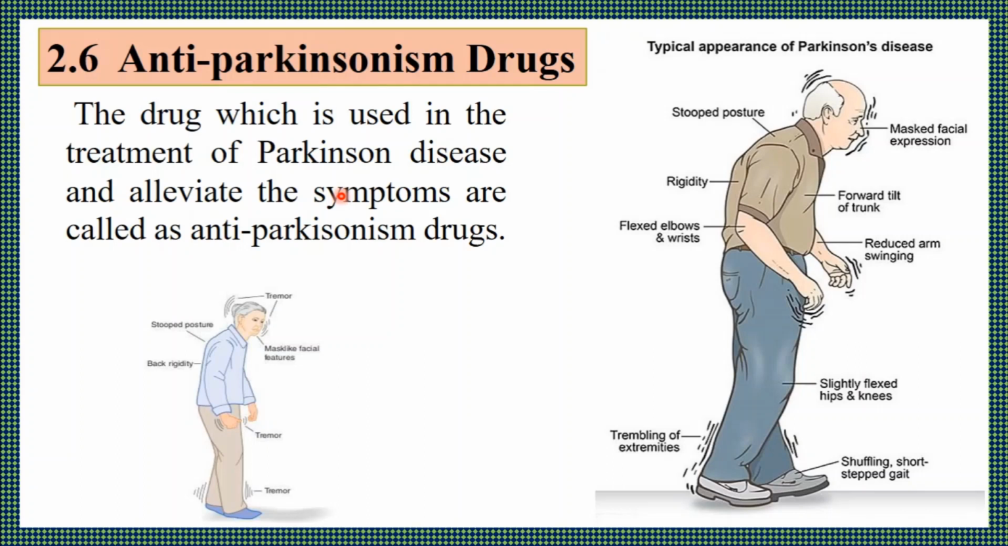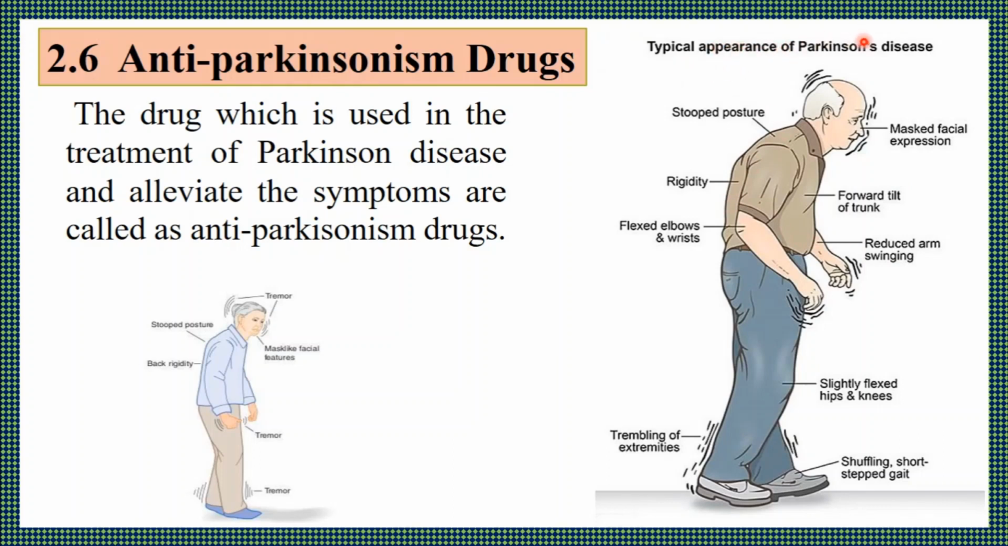It mainly causes rigidity in the body. These are the typical appearance of Parkinson disease. It mainly causes rigidity in the body, and it affects the posture, movement, and speech.